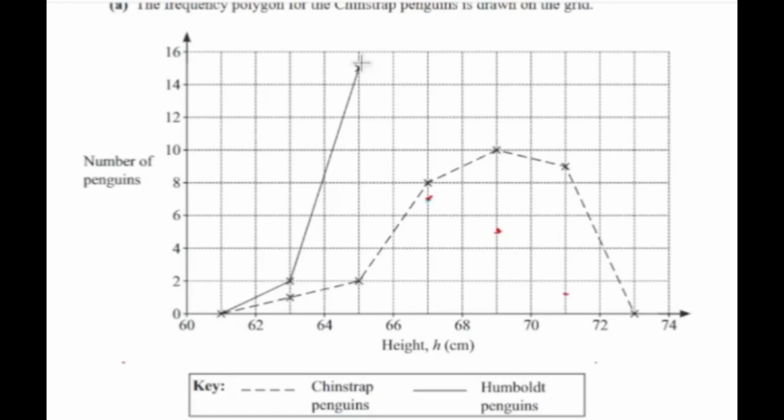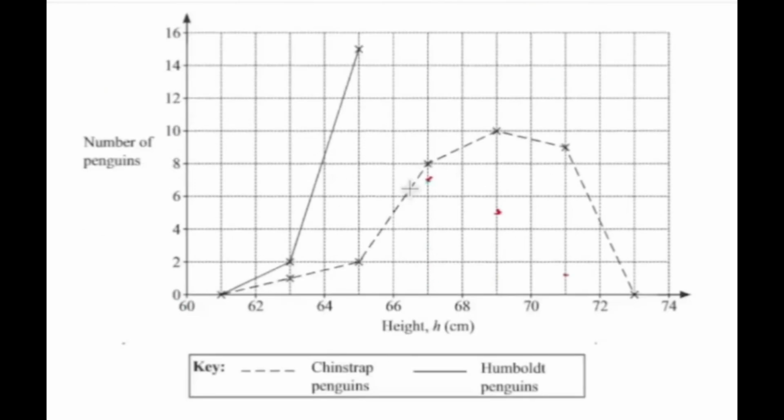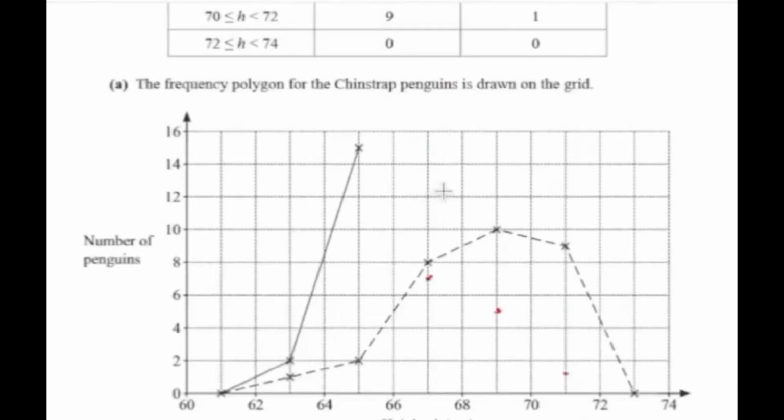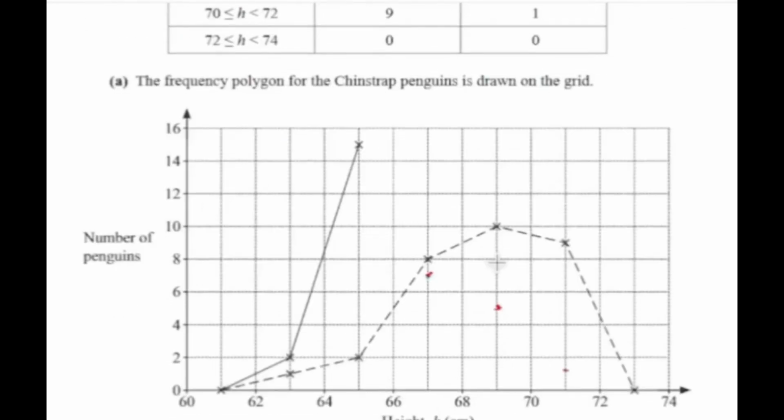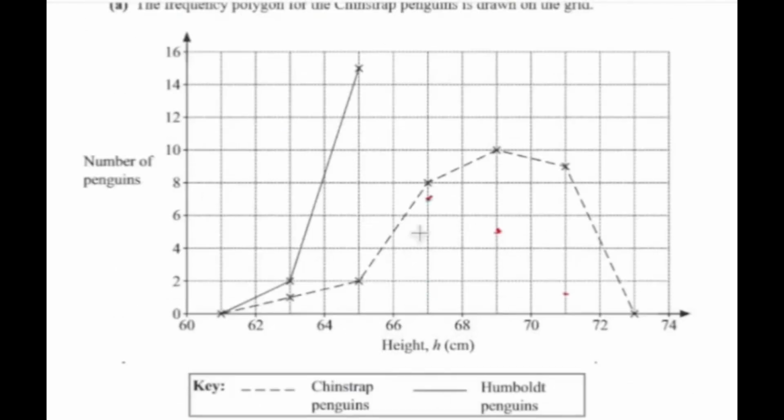So this corresponds to height range 64 to 66, and the number of Humboldt penguins there is 15. Which means we are here now. Now the next one is height range 66 to 68 centimeters. So that corresponds to 7 Humboldt penguins. So we come here, 66 to 68. This is 7, which falls between 6 and 8.